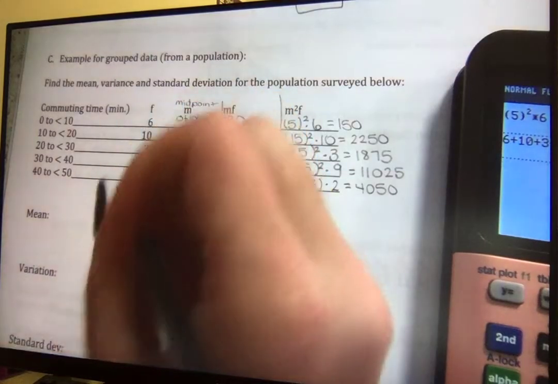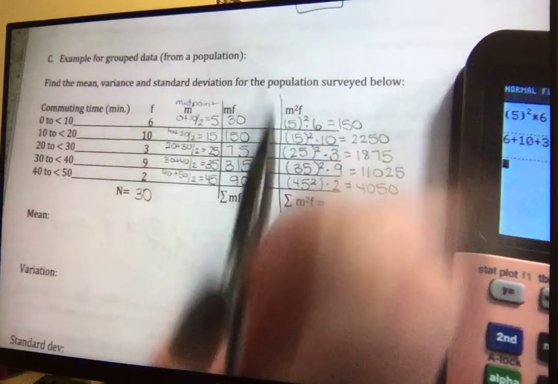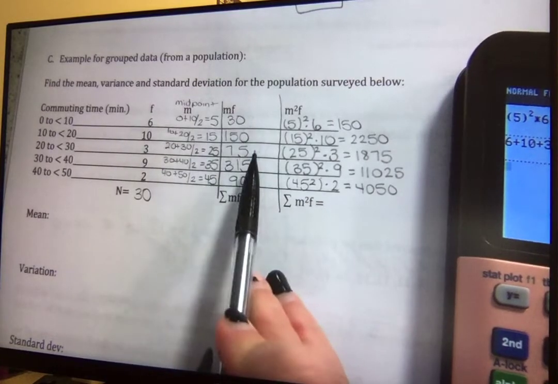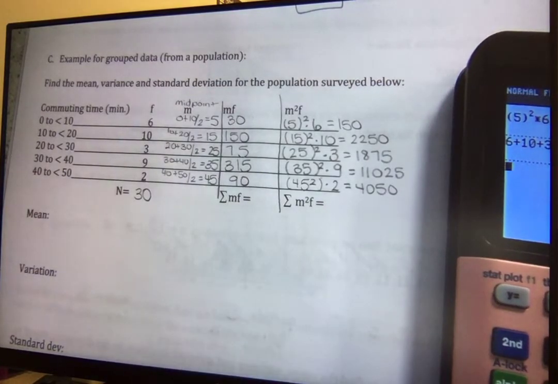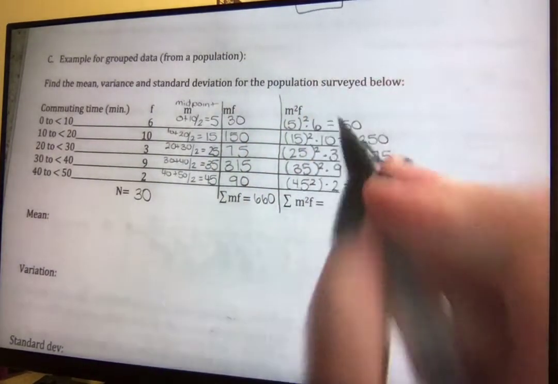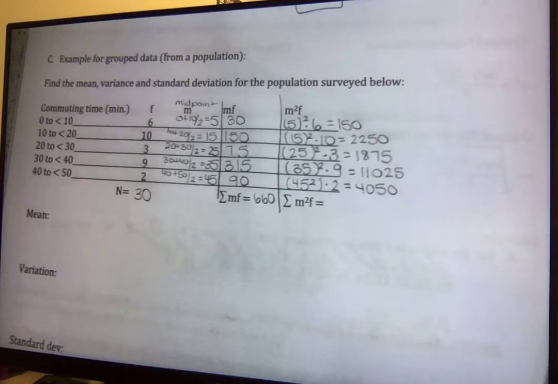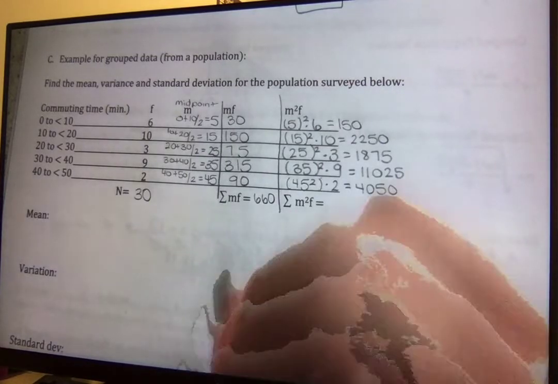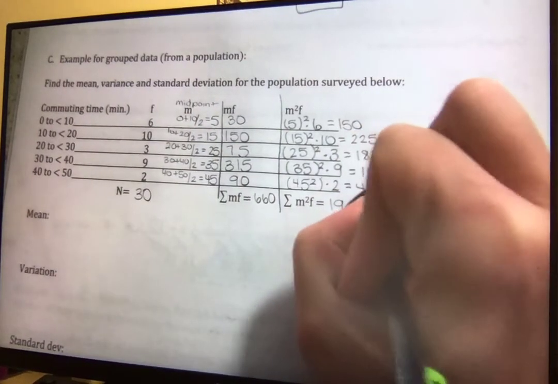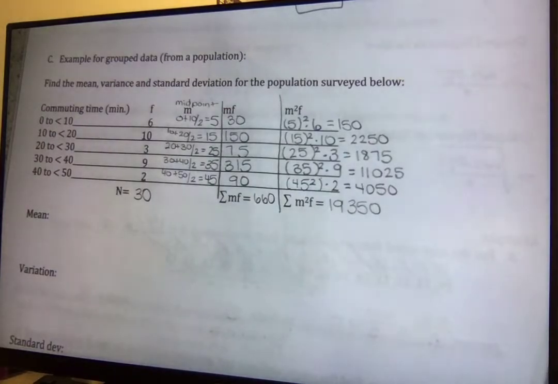Will give us 30. Adding up m times f, so adding up this column, 30 plus 150 plus 75 plus 315 plus 90, adding them all together was 660. And adding up this last column, that was m squared times f. So 150 plus 225, so on and so forth, will give us 19,350. So now we have everything that we need.